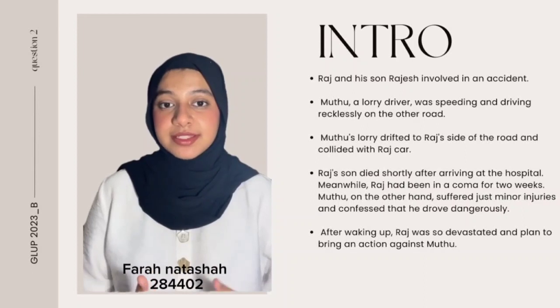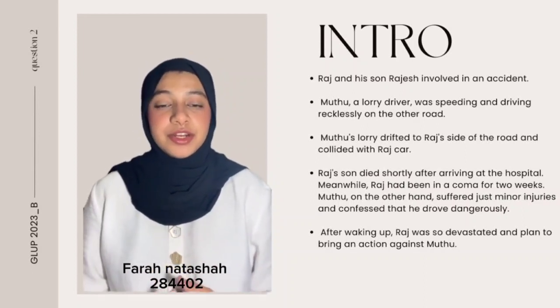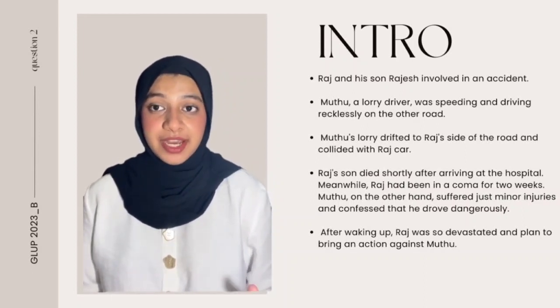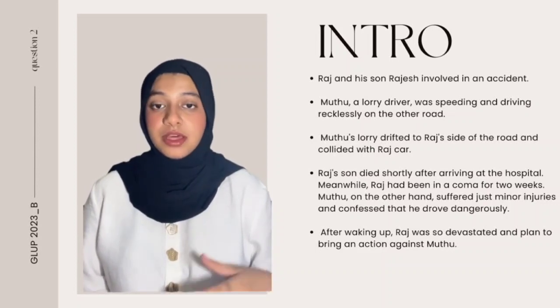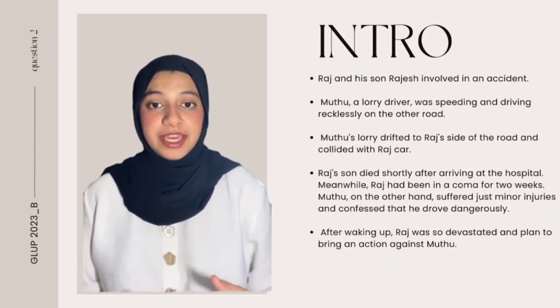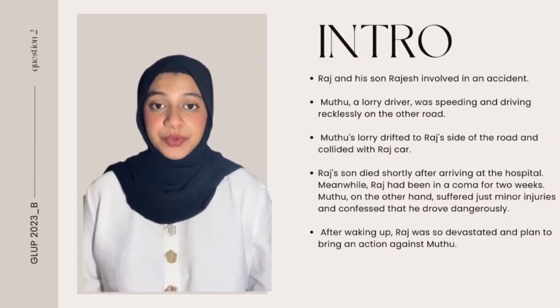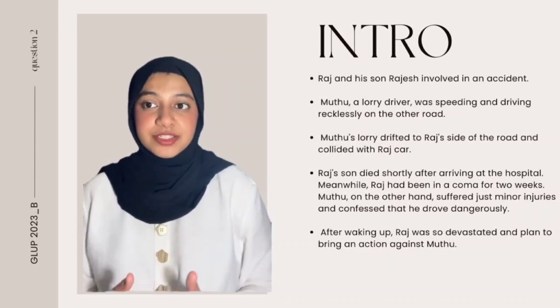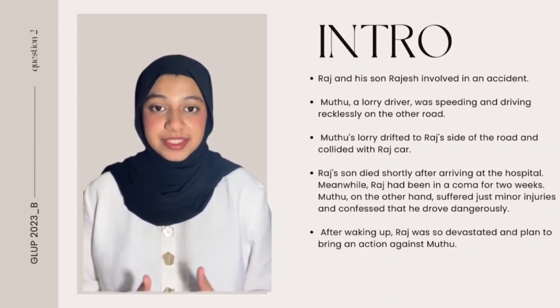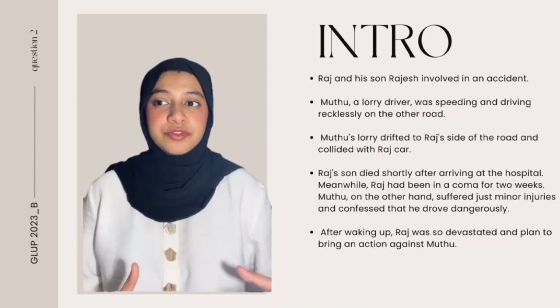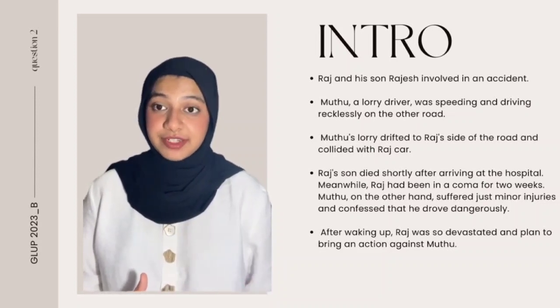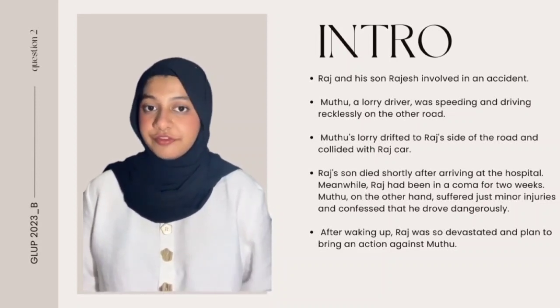You're assigned to answer a question that goes: Raj and his son Rajesh were driving down a highway in Perak to see their relative. Muthu, a lorry driver, was speeding and driving recklessly on the other road. Muthu's lorry drifted to Raj's side of the road and collided with his car. Raj lost control of his vehicle and collided with the road divider. The engine of the car caught on fire.